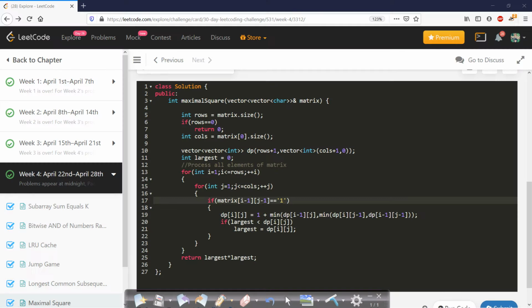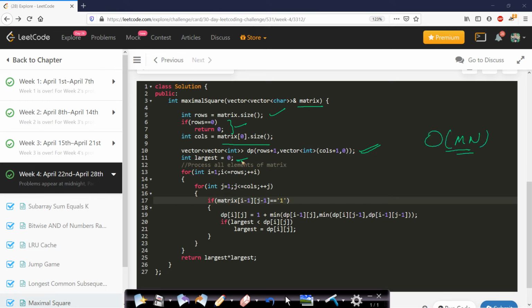So let us now look at the code which I have written. In this code we have received this matrix. I have found the number of rows. If rows are 0, then we will return 0. Otherwise find the number of columns. Now I have taken a 2D DP vector. So I have solved it using order of mn extra space. I have taken a largest variable initially initialized to 0.